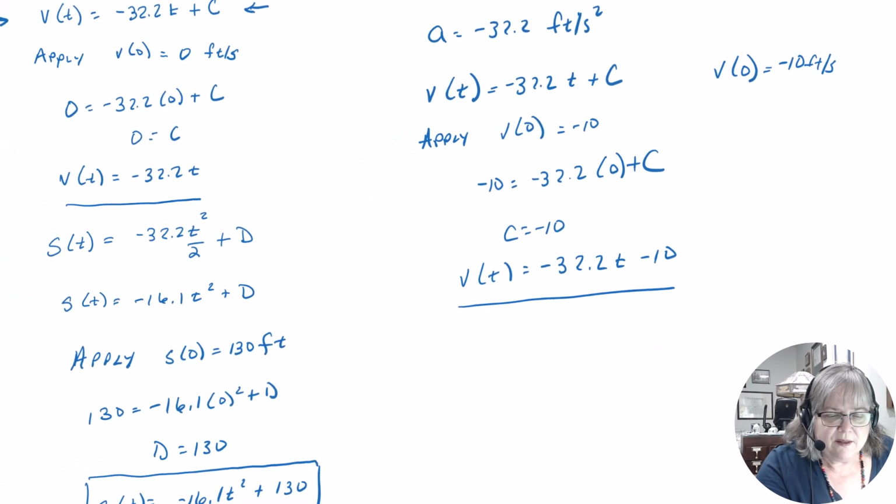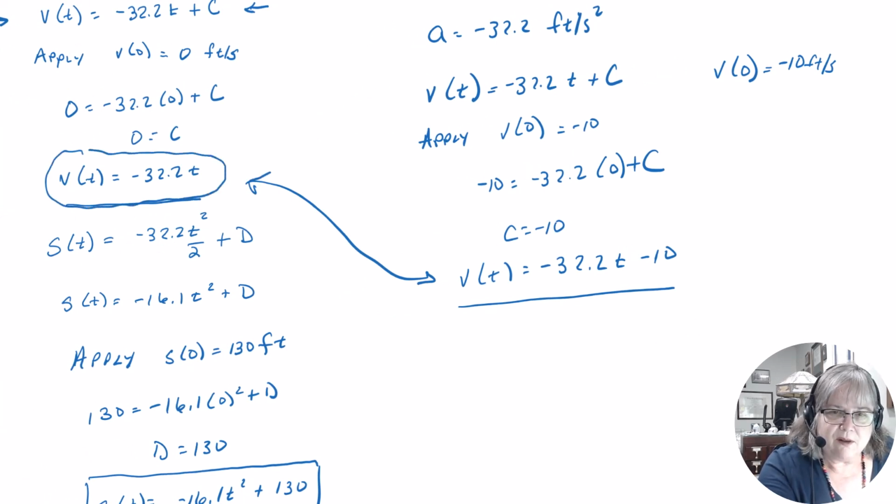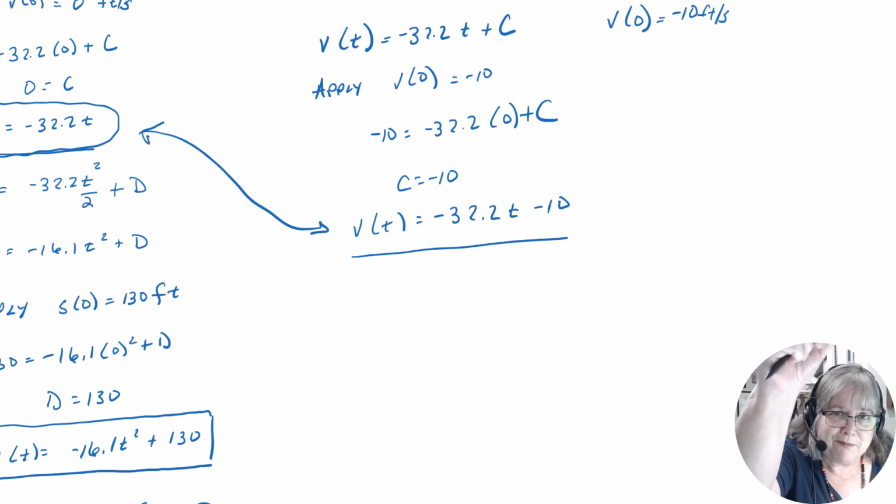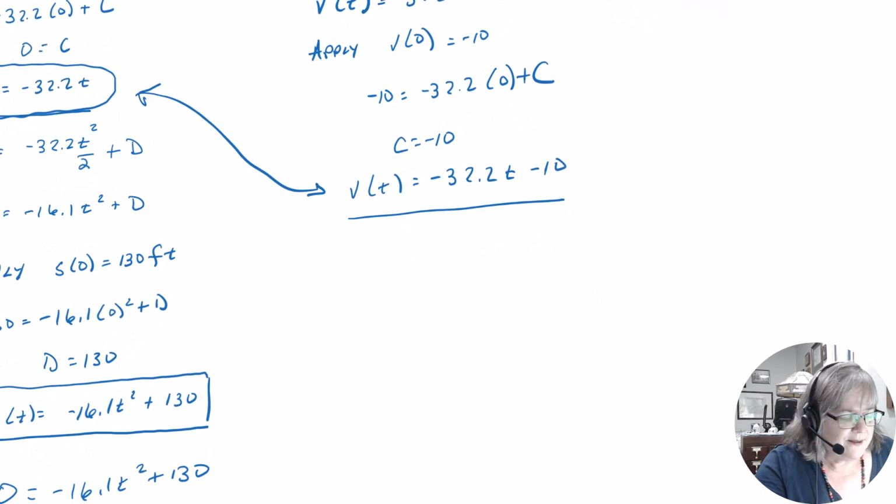All right. So can you compare? This is the velocity when I don't throw it up or throw it down. Okay, I'm just letting it go. This is the velocity with my extra component where I'm combining a downward velocity with the effect that gravity has.